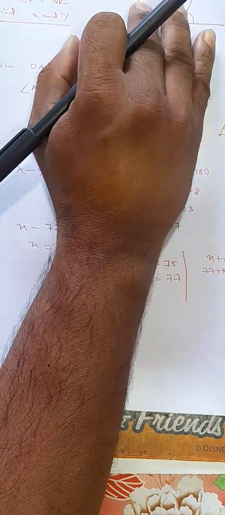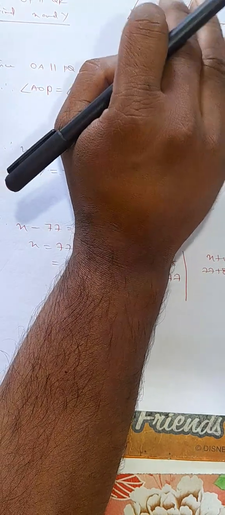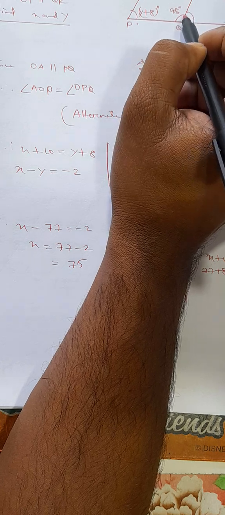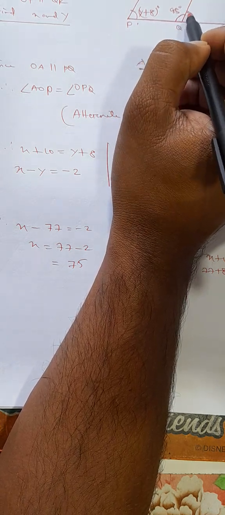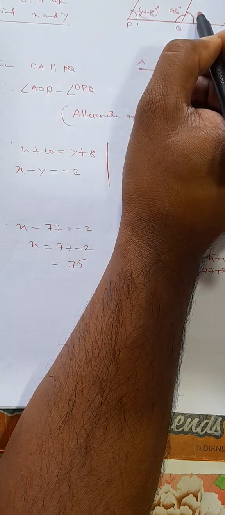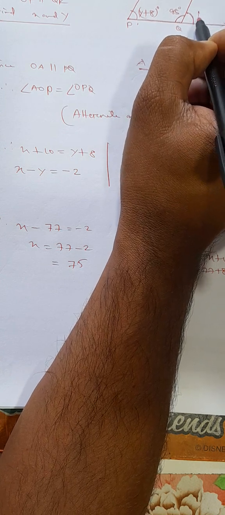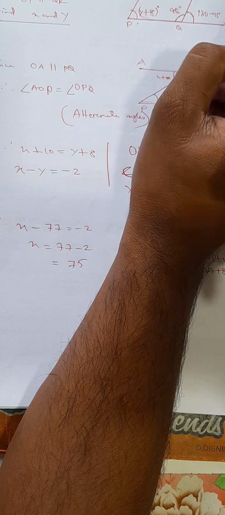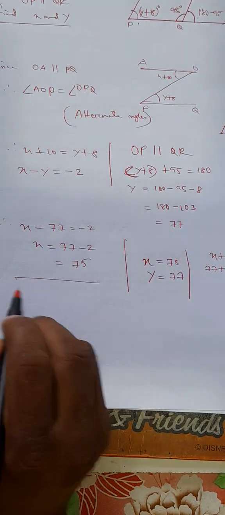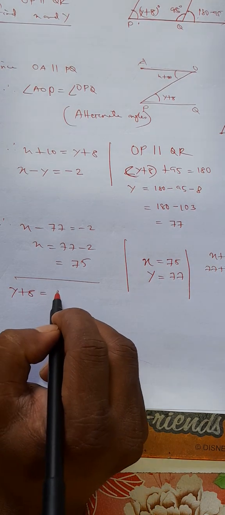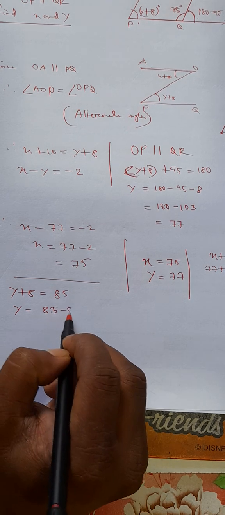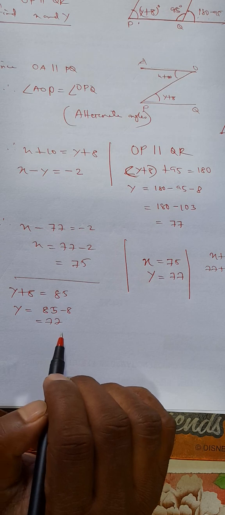Now you can also use another trick here. Suppose you do not know this property that sum of the interior angles on the same side of the transversal of two parallel lines are supplementary. Let us use the concept of corresponding angles here. This angle is 95 degree. So what is this angle? Since they are linear pair, this is also 180 minus 95, that is 85 degree. So y plus 8 equal to 85, since they are corresponding angles. So what is y? 85 minus 8, 77. That way also you can find y, right?